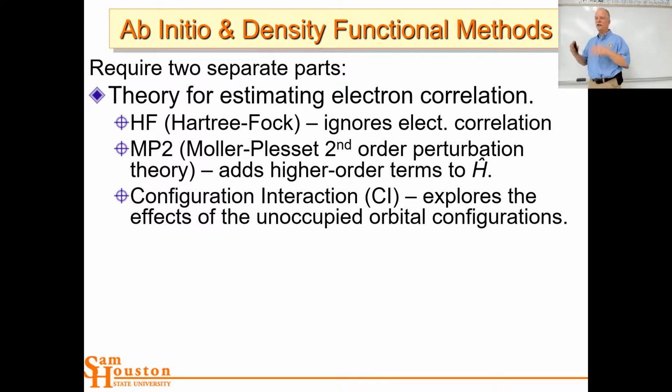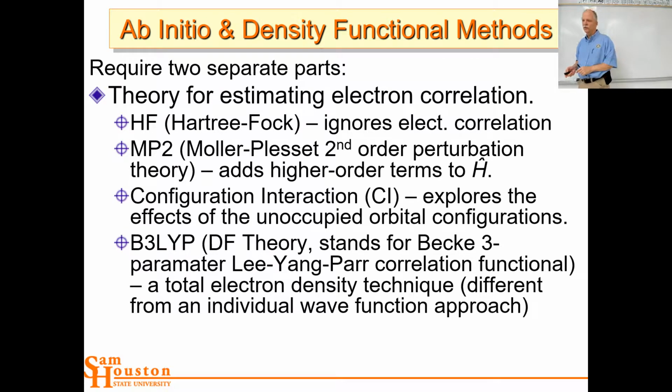Configuration interaction explores the effects of different electron configurations. You can put electrons in the higher unoccupied orbitals in the whole molecule. Basically, the calculation of the electron cloud becomes more accurate when you explore the unoccupied orbitals. And then the one we will use, or we did use in lab, is B3LYP. That stands for this density functional. It's a set of functions that describe the whole electron cloud, not just individual wave functions.